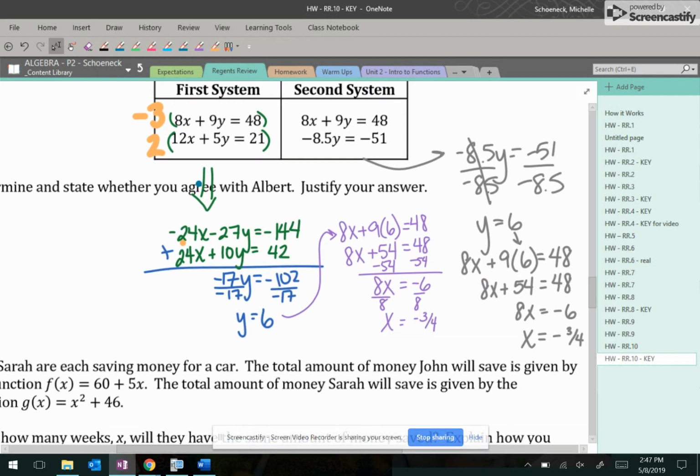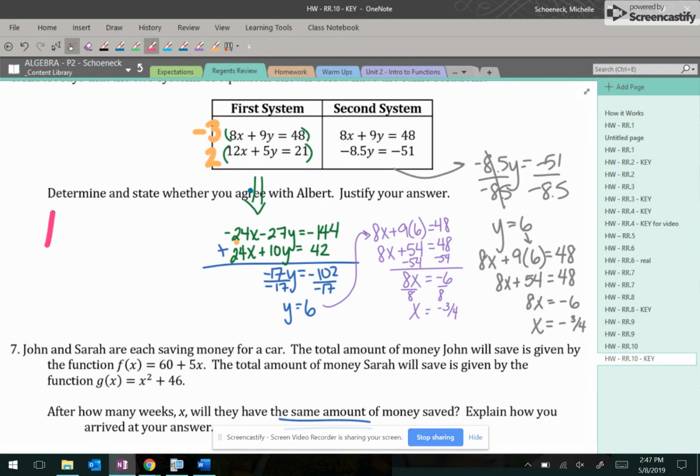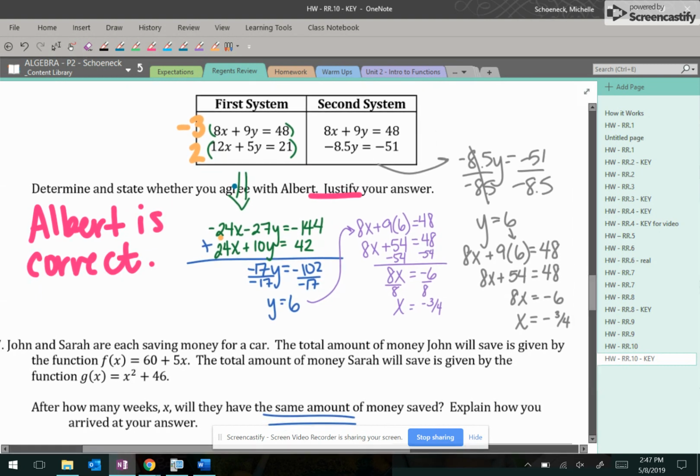So we got the same solutions. So we agree, Albert is correct. And justify your answer means show all of your work, which we just did.